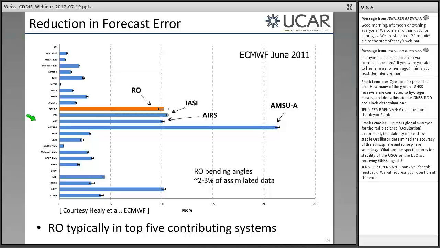withholding study, where they took out different contributions and looked at the impact and the degradation in forecast error to look at what each type of observation contributes. We can see RO, which I've highlighted here, provided about a 10% reduction in their forecast error, which is a very nice result. It's in the top 5 or so of the different observing systems, and it's impressive because the amount of data was between 2 and 3% of all the data. So 2 to 3% of the data gave them about a 10% reduction in forecast error.